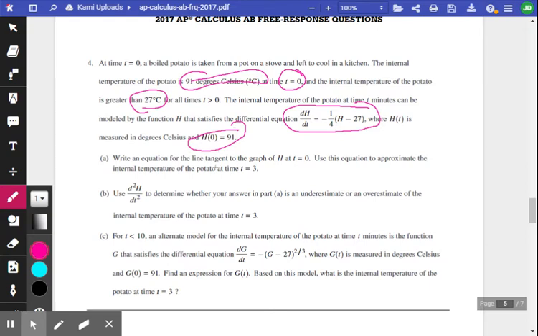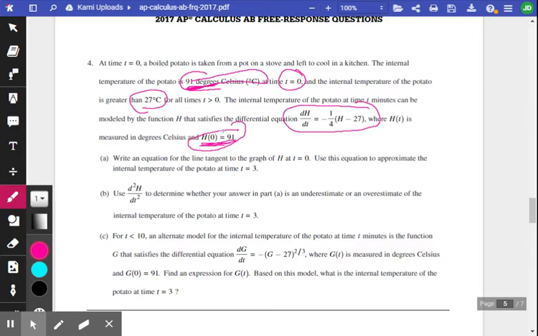Okay, I don't really know what I read so far, but I kind of did a little bit. I've got a potato. Its temperature is 91 degrees when it's taken out of the pot. It never gets lower than 27. I'm circling the important stuff, so I'm trying to show you how I would approach the problem. The internal temperature can be modeled by this differential equation where h of t is measured in Celsius and h of 0 is 91. So this should make some sense. H of 0 is 91. Yup, they told me it comes out at 91 degrees. So those two things match up.